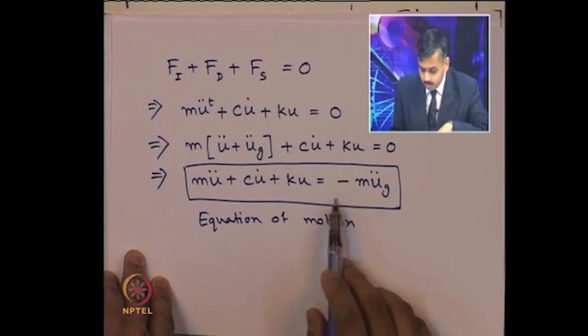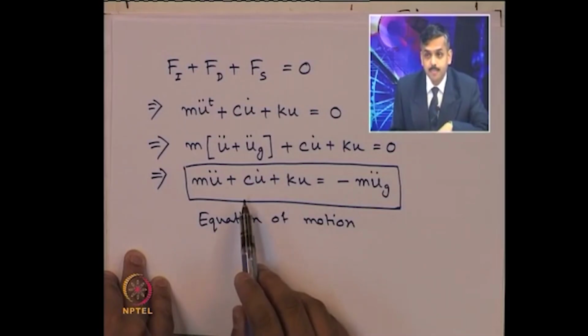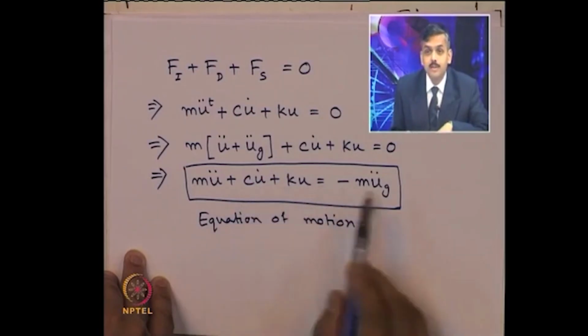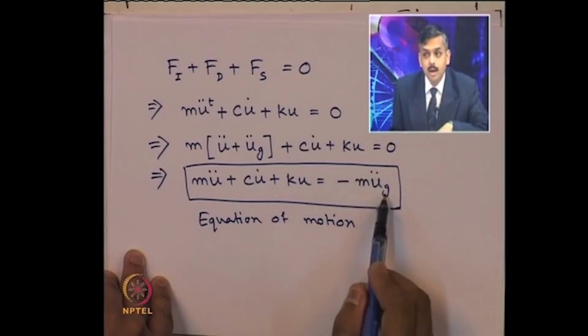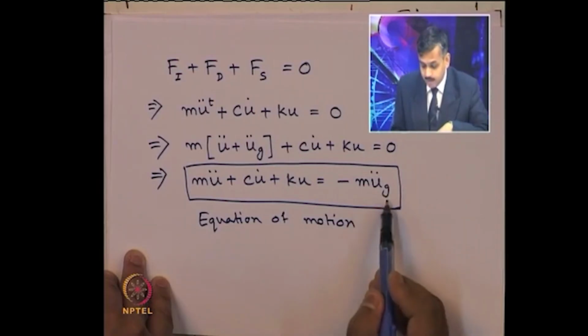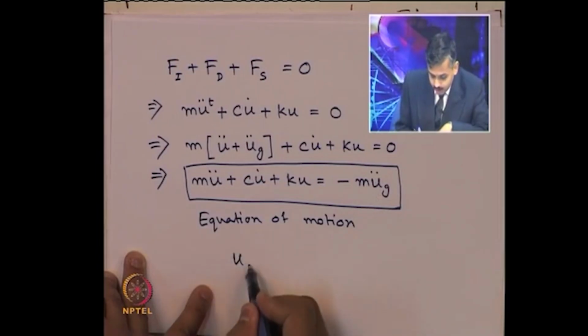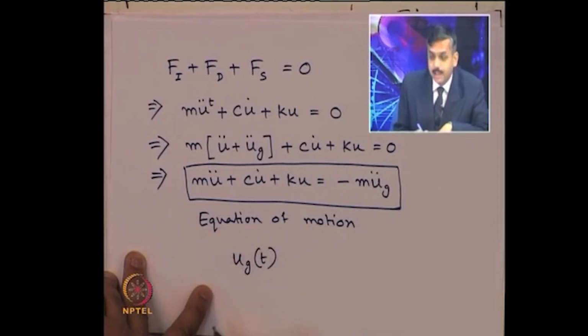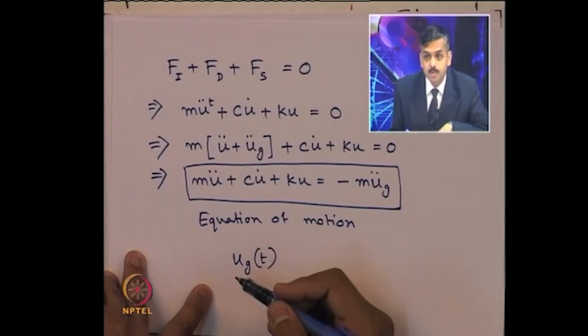This is very important, because this is nothing but your earthquake force which is acting on your system. That is the reason why it is called a forced vibration. This is the force. How much force is acting? It is nothing but whatever your ground displacement is. Remember, this u g is a function of time. u g is actually u g of t. It is a function of time, because during an earthquake your ground displacement keeps on changing with respect to time.